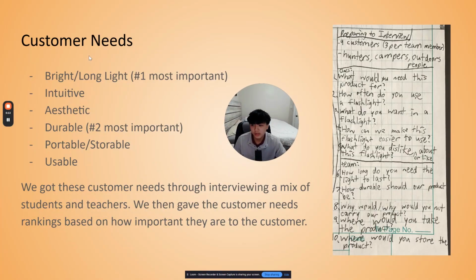Our customer needs were bright and long-lasting light, intuitive, aesthetic, durable, portable and storable, and usable. The first most important customer need was the bright and long-lasting light, and the second most important was durability. We got these customer needs through interviewing a mix of students and teachers, and we then gave the customer needs rankings based on how important they are to the customer. Here on the right are some examples of questions that we asked the customers in the interview.